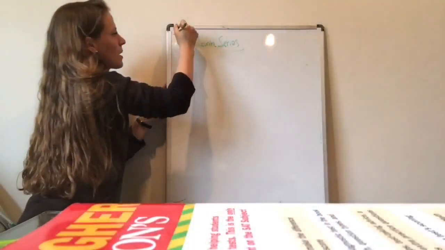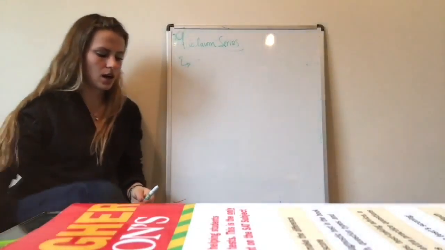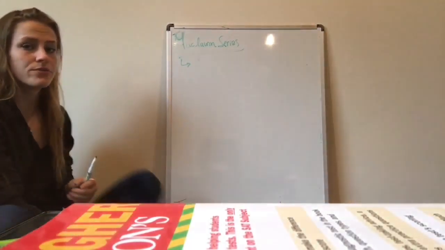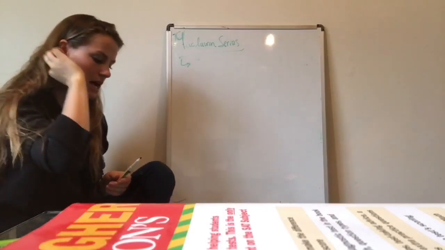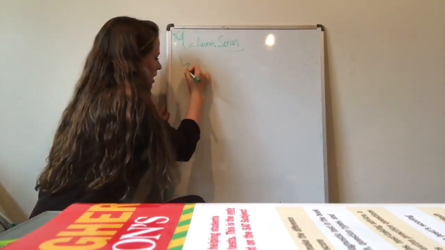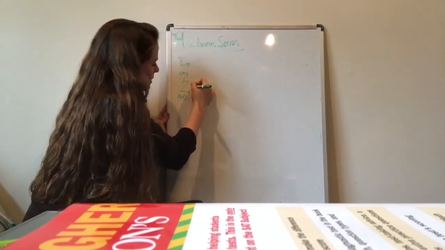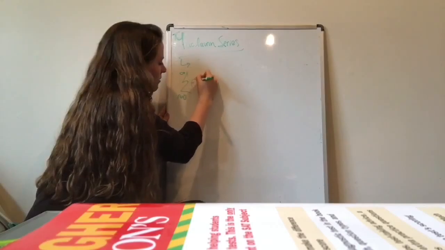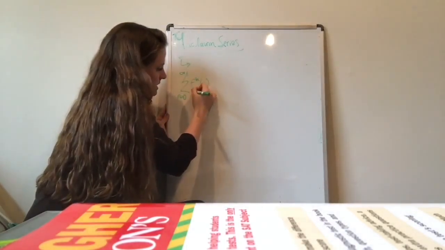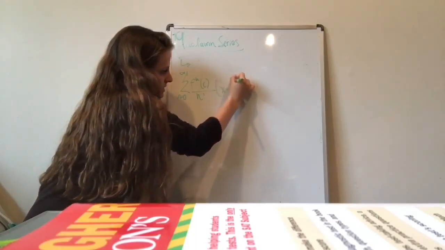So now we're going to take a look at Maclaurin series, and the basic principle of Maclaurin series is very, very similar to Taylor series. So Taylor series, you have this given equation of the sum from 0 to infinity of f^(n)(c) over n factorial times (x minus c) to the n.